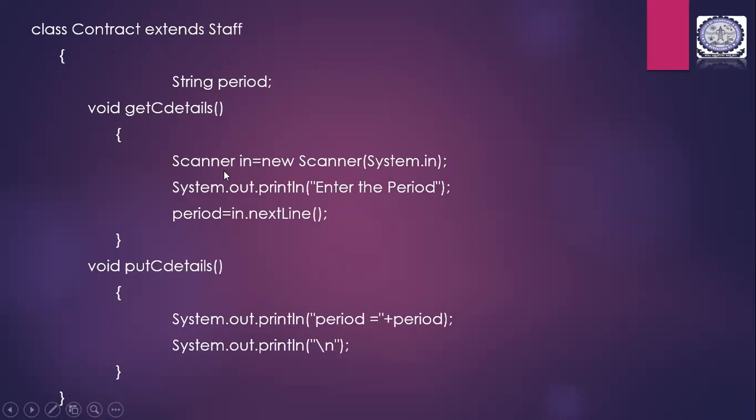Again, we have taken Scanner to take the input here. System enter the period. For period, you're taking next line since you've given it as a string. When you define the data type for a variable as a string, you will take next line. If this was int, you would have taken it as period is equal to in dot next int. Since it is string, you have taken it as next line. So you are displaying it by giving plus period.